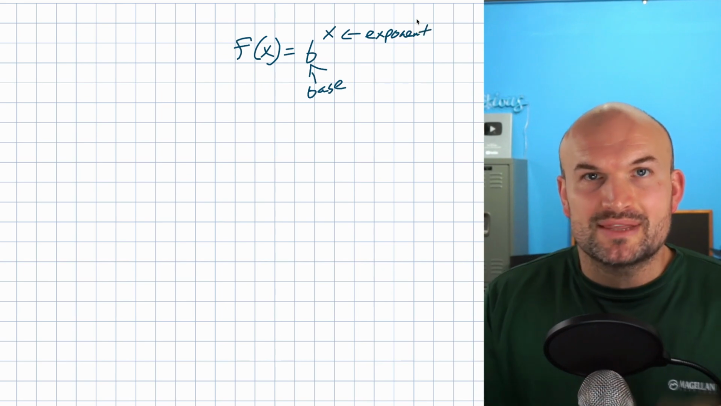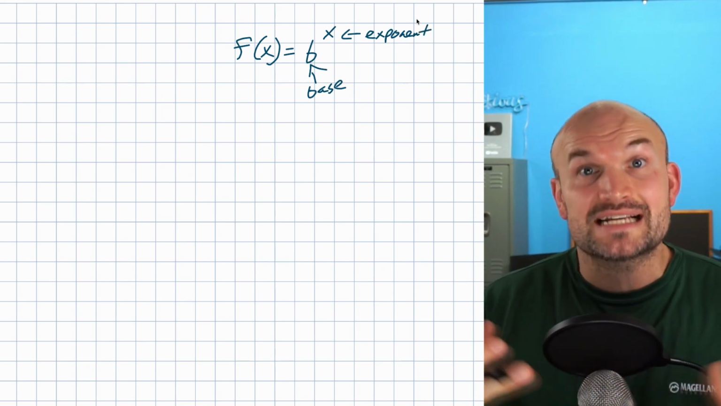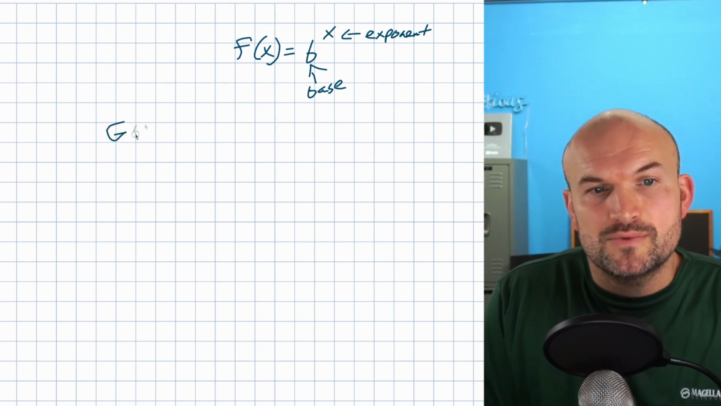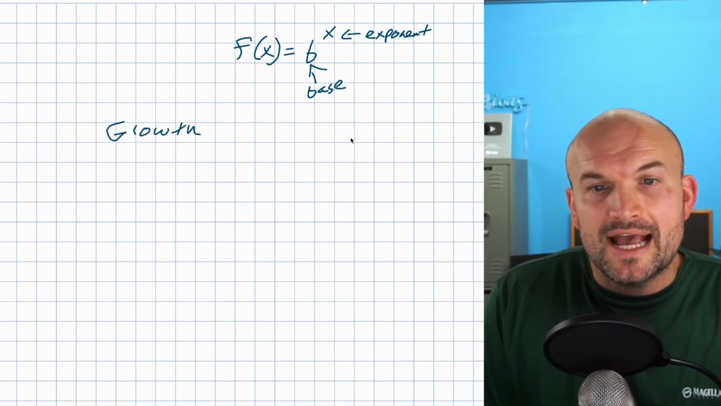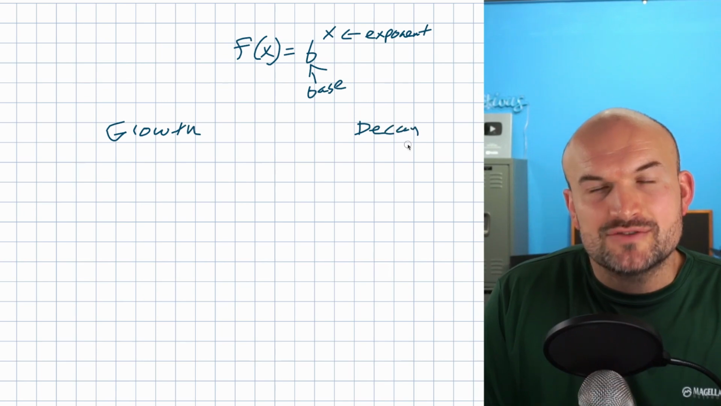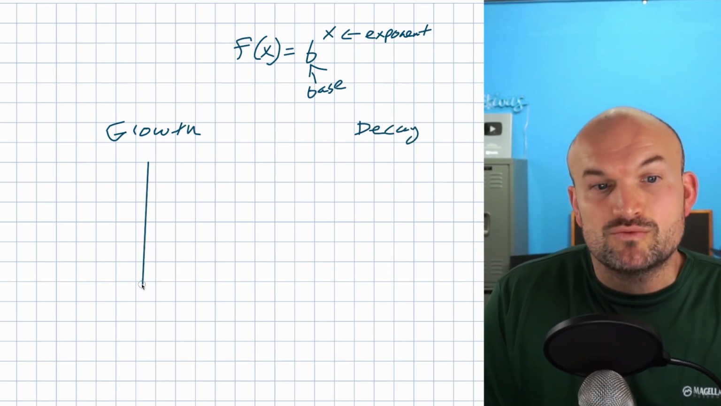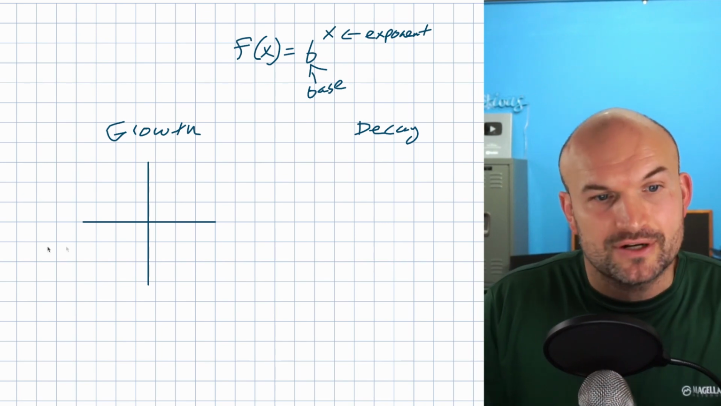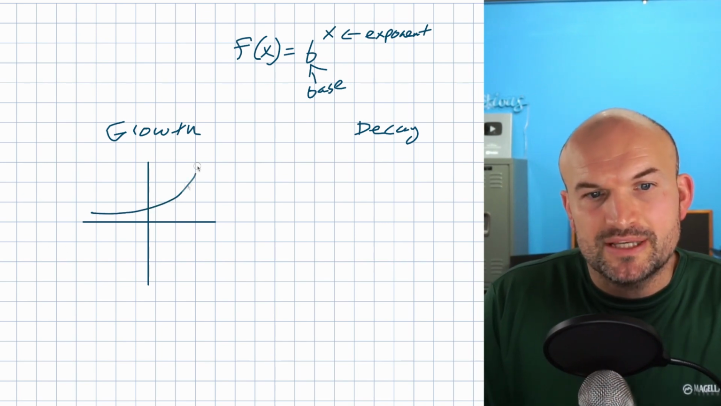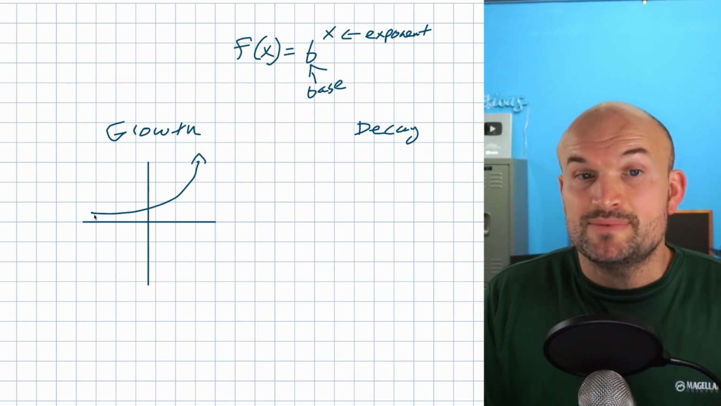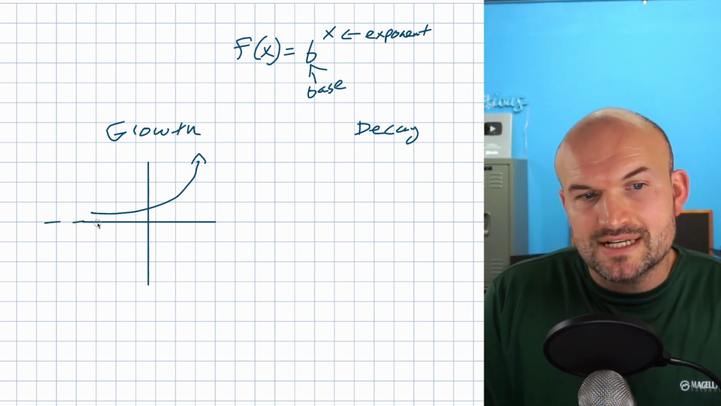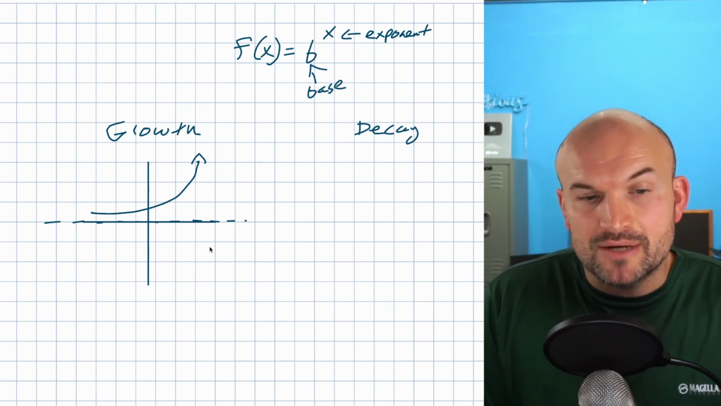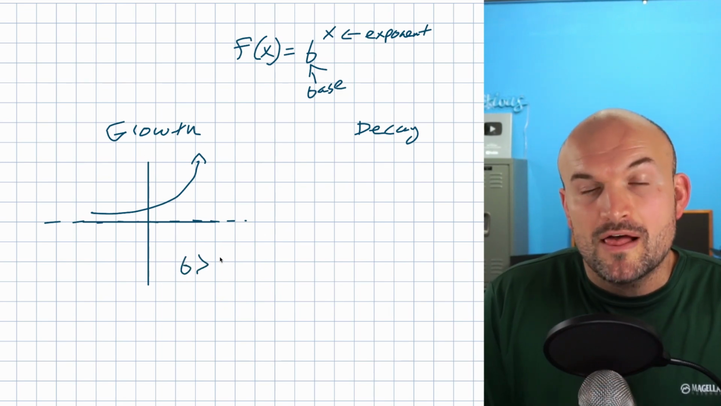Now, when we're thinking about an exponential function, there are really two different graphs we're going to be looking at. The first one is a growth, and the other one is a decay. It's important to recognize what these graphs look like so we can understand their behavior. The growth function is going to be increasing as the graph goes from left to right. There is a horizontal asymptote, which we'll talk about in a second. This happens whenever my b is greater than 1.